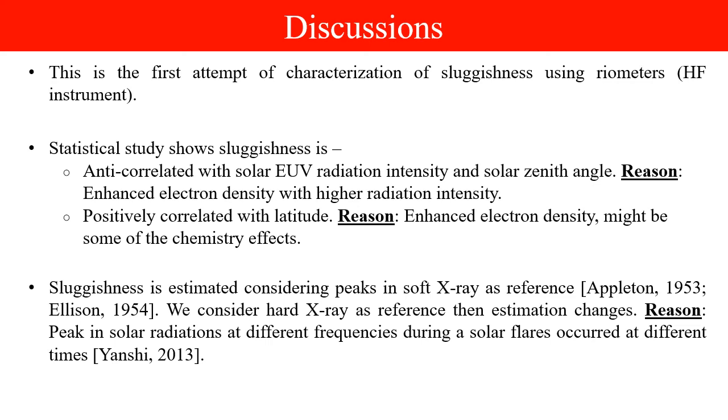And finally, the sluggishness has been estimated considering the peak solar zenith angle till date, but we clearly demonstrate that we can also consider the hard X-ray as reference data to find out what the sluggishness is in your data, and the estimate changes significantly in that case, almost doubling. We think the peak solar radiation is at different frequencies during different solar flares occurring at different times, so that leads to these different sluggishness estimates.